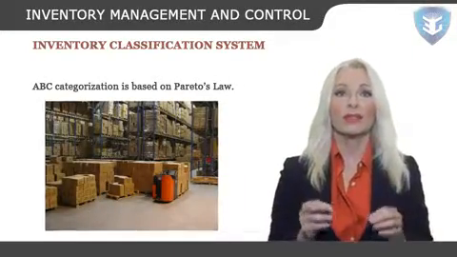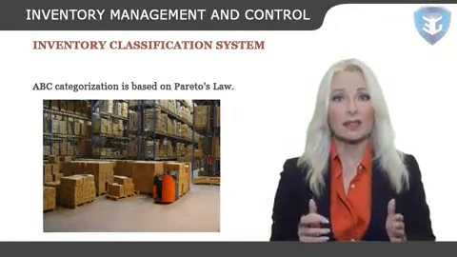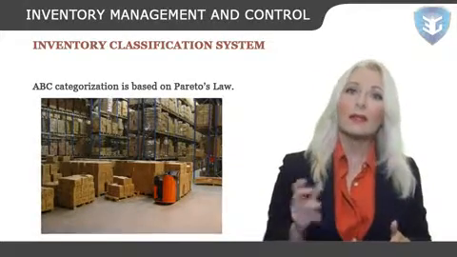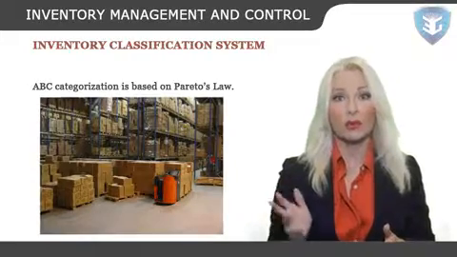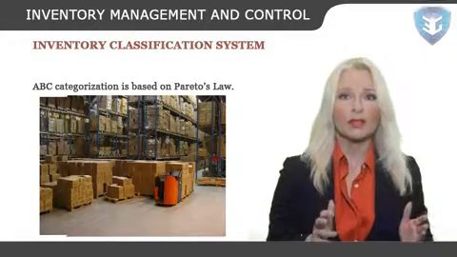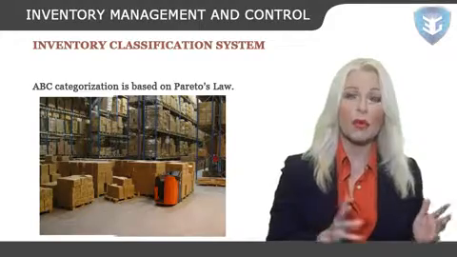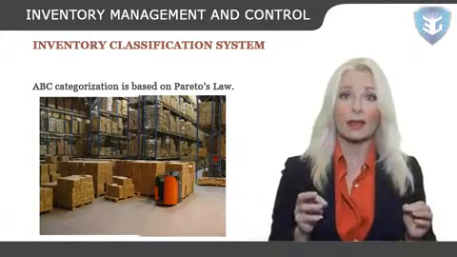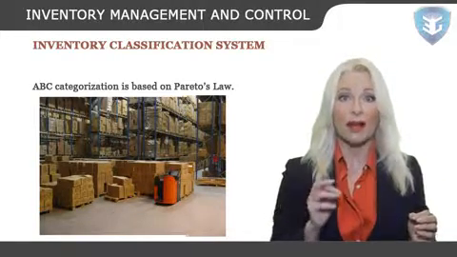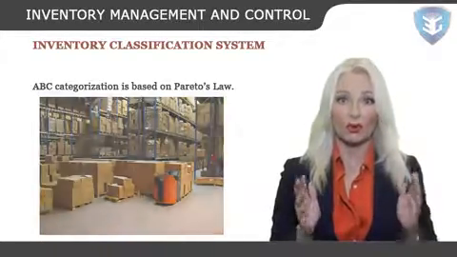ABC categorization is based on Pareto's law. Pareto was an Italian economist and sociologist who found that 20% of the people control 80% of the wealth. This principle, also called the 80-20 rule, may be applied to various areas. For example, 20% of the purchases are from 80% of the suppliers, 20% of the sales lines provide 80% of the turnover, and 20% of the production lines occupy 80% of the warehouse space. All these form the basis of inventory control research.